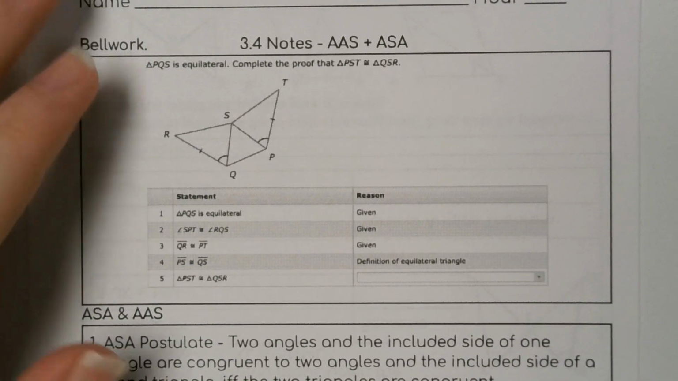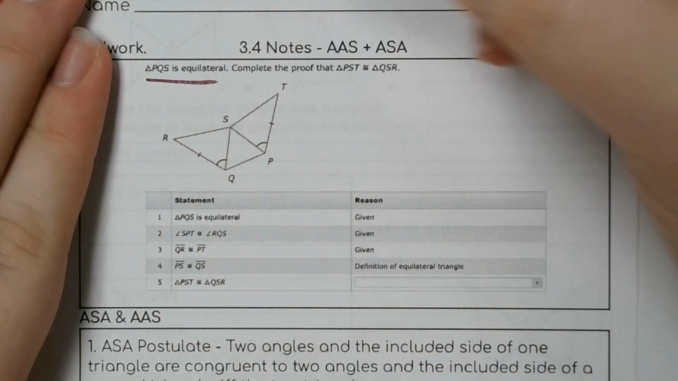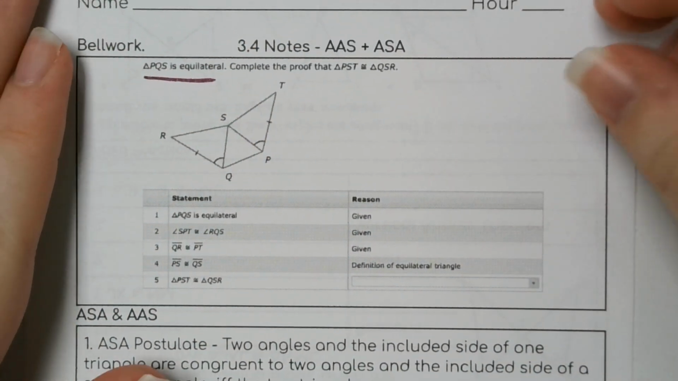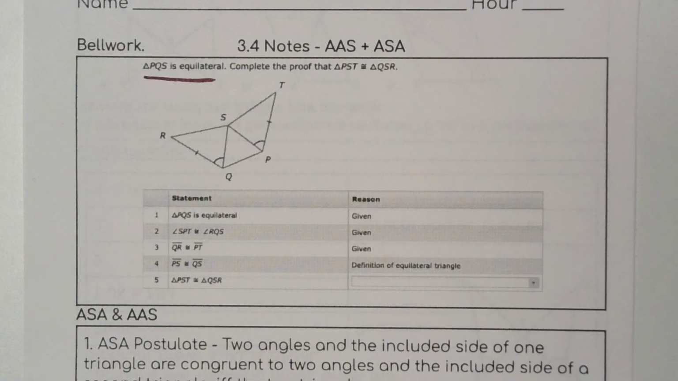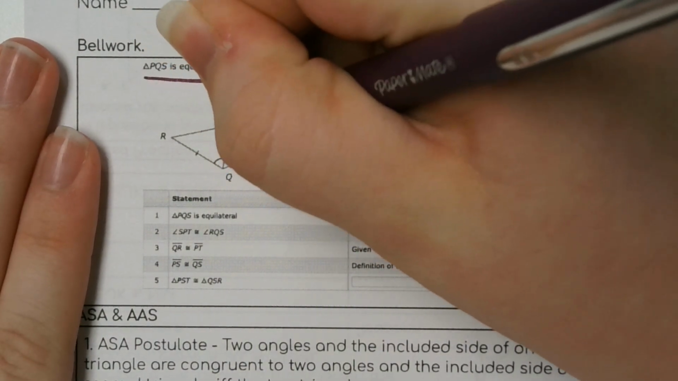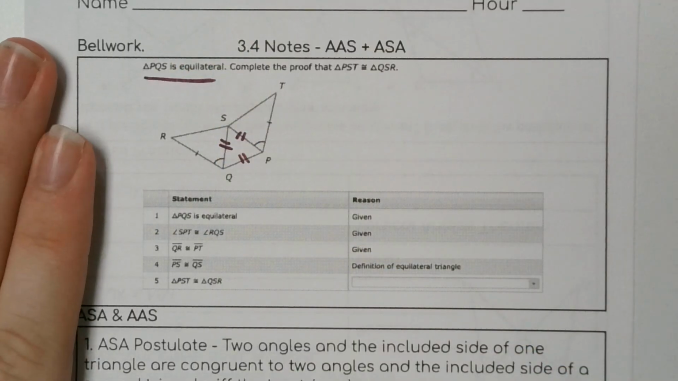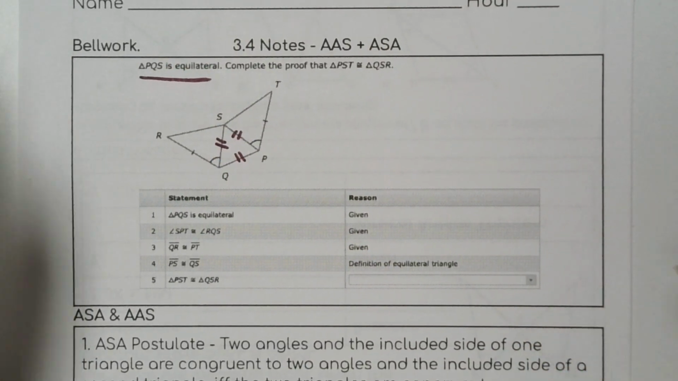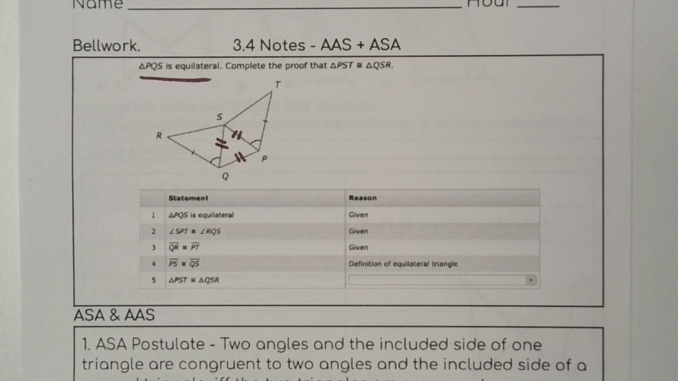It tells me that PQS is equilateral. Who can remind me what equilateral means? All the sides are the same, right? They're all equal. So PQS, those three sides are equal, because that's the definition of an equilateral triangle.